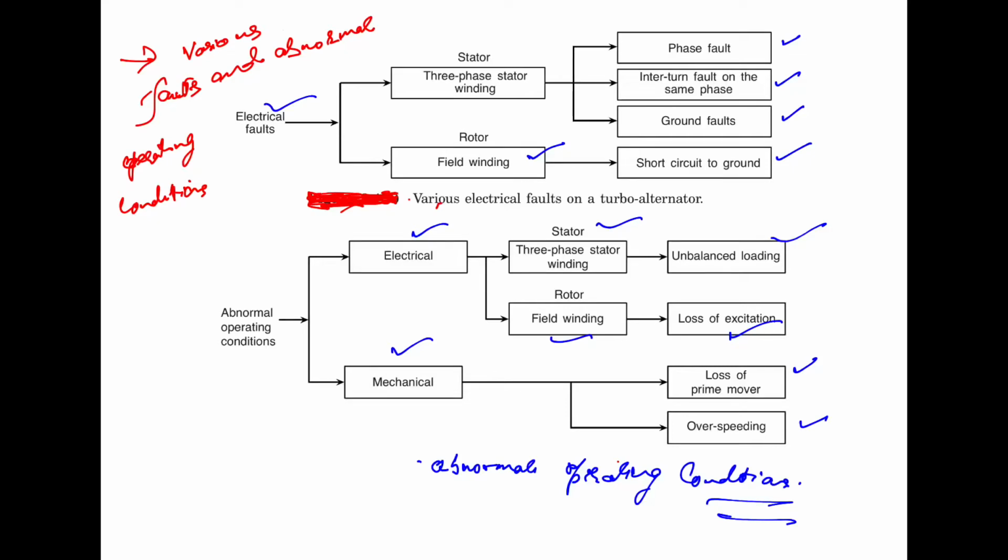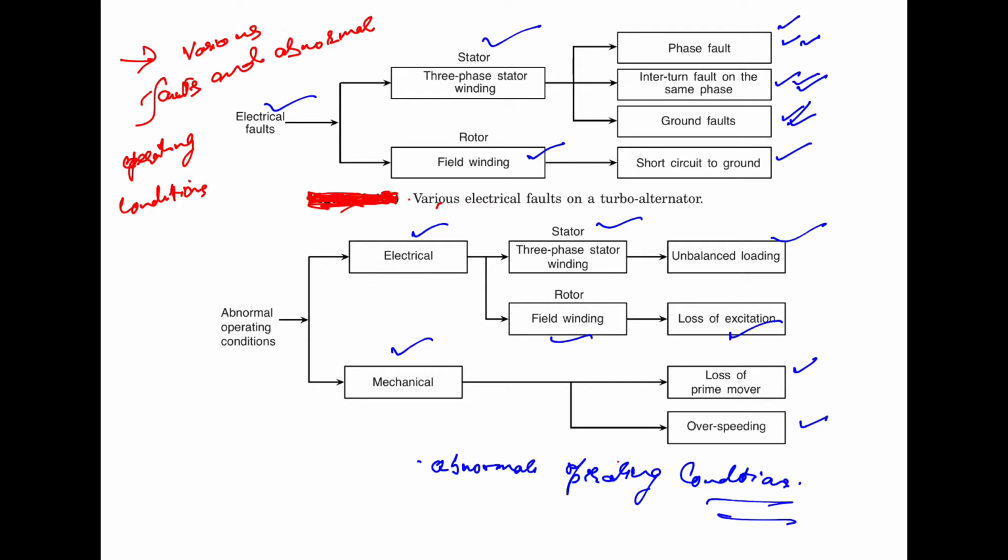So good morning everyone. Yesterday we discussed the different types of electrical faults and the abnormal operating conditions. Now today we will first start with what we have discussed, the stator faults. As you know, the three-phase armature winding on the stator can develop phase as well as ground faults, and another possibility is the interturn fault on the same phase. So in case of the stator, we will have the phase fault, the ground fault, and the interturn fault on the same phase.